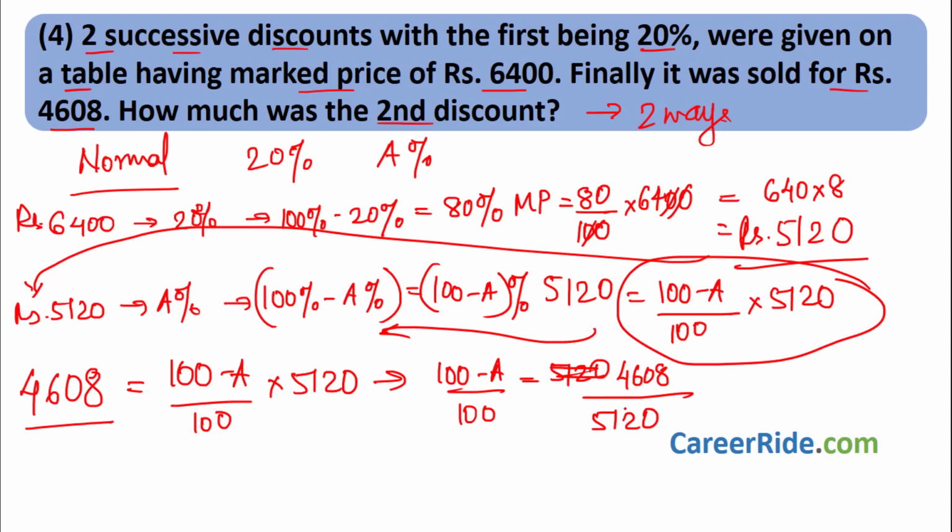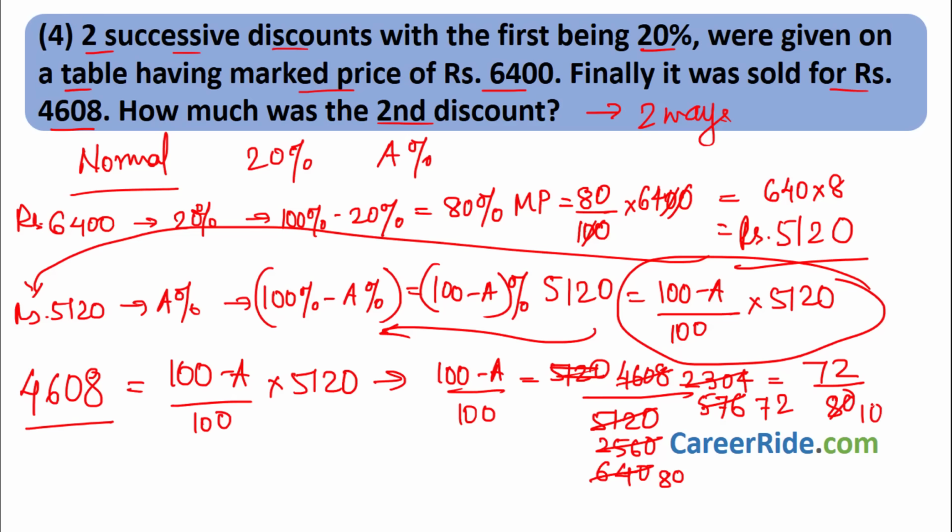Now this looks like it is divisible by 2. So 2 2s are 4, 2 5s are 10, and we get 2304 over 2560. Now again this looks like it is divisible by 4. Let us see what we get. 4 6s are 24, 16, 640. This is divisible by 4 again. 4 5s are 20, and we get 576 over 640. This is divisible by 8, 80. 8 7s are 56. So we get 72 upon 80.